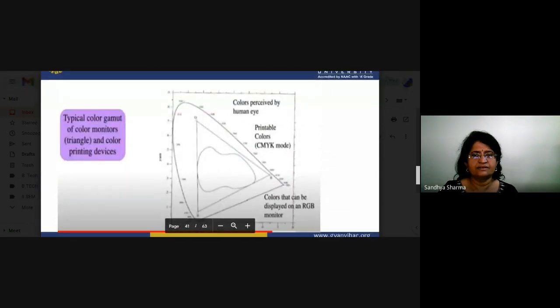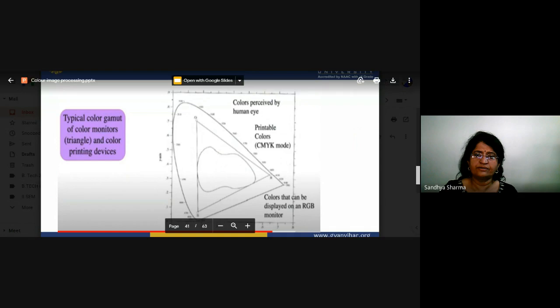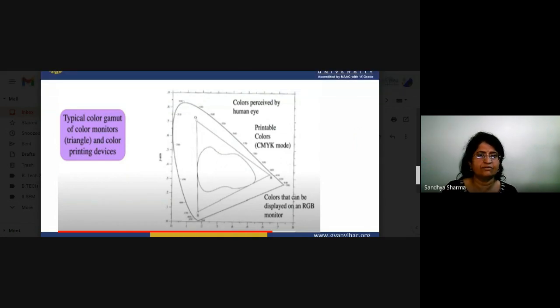You can see here the colors perceived by the human eye, the printable colors, and the colors that can be displayed on an RGB monitor. So there are different ranges in which we are working.